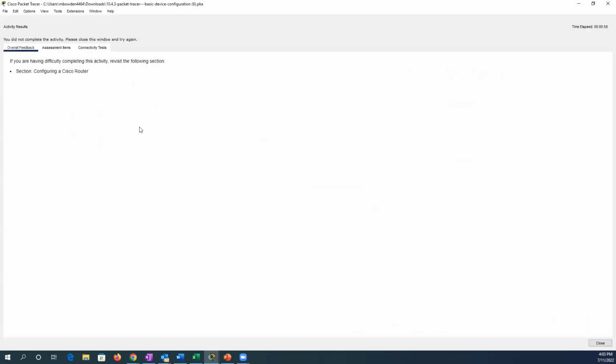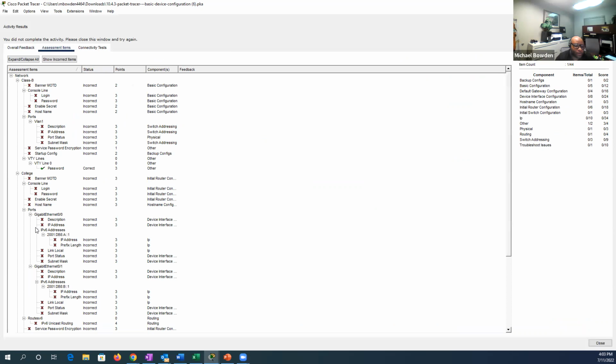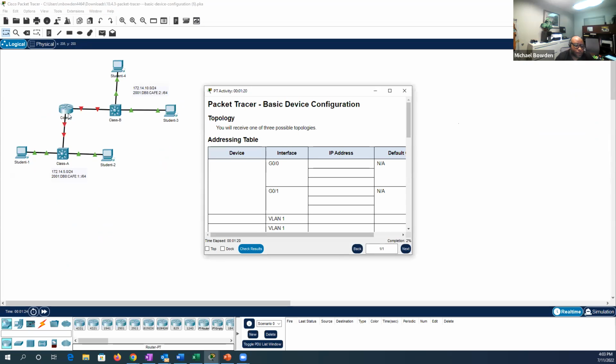So when you go to do your check mark here, go to assessment items for the college router. In my instance here, you see it's listing this address for the Gig 0/0: 2001:DB8:A:1. When I go back to here, you see the addresses it's giving me are something totally different. That's one of the ones that we have reported to Cisco.